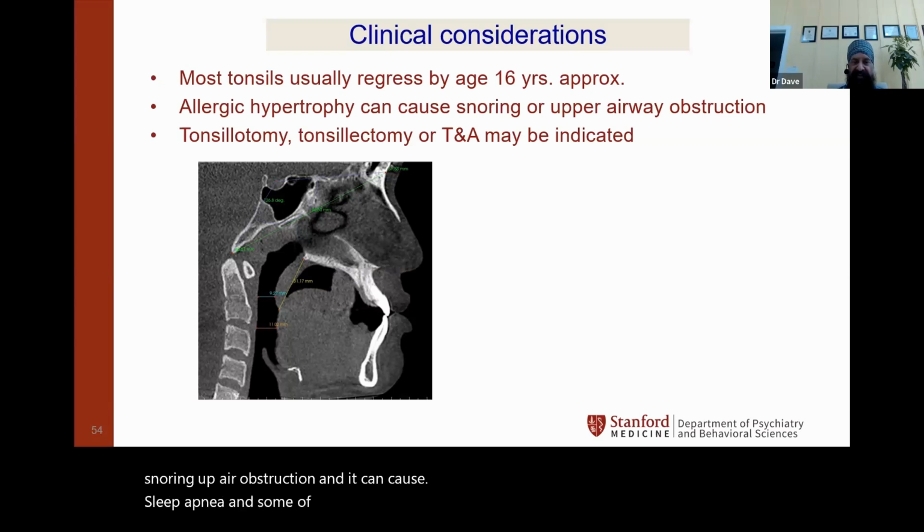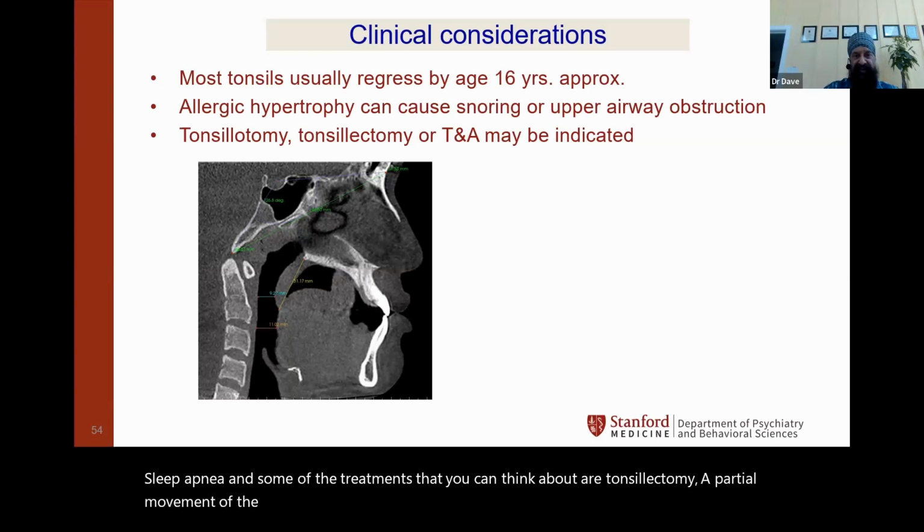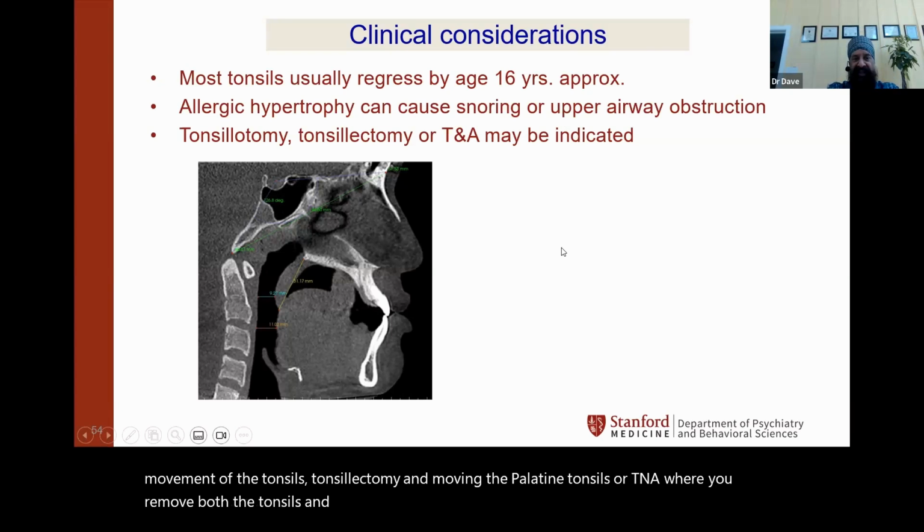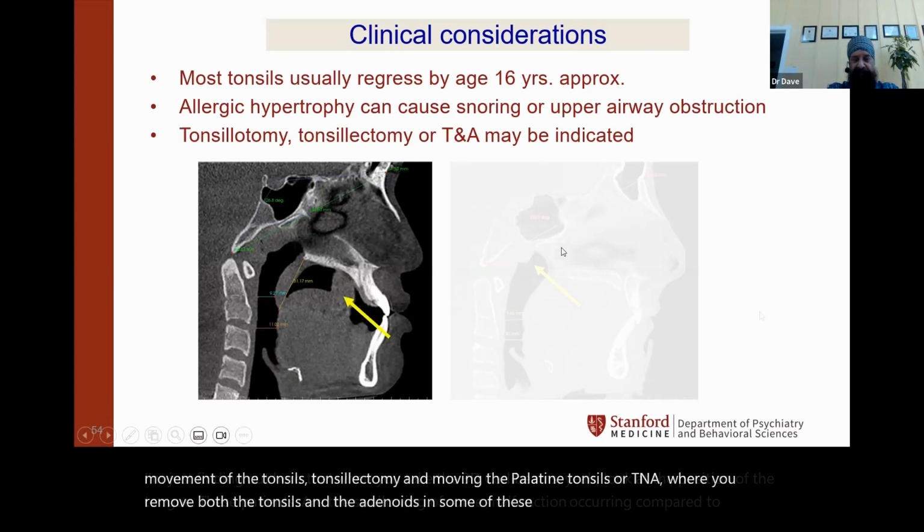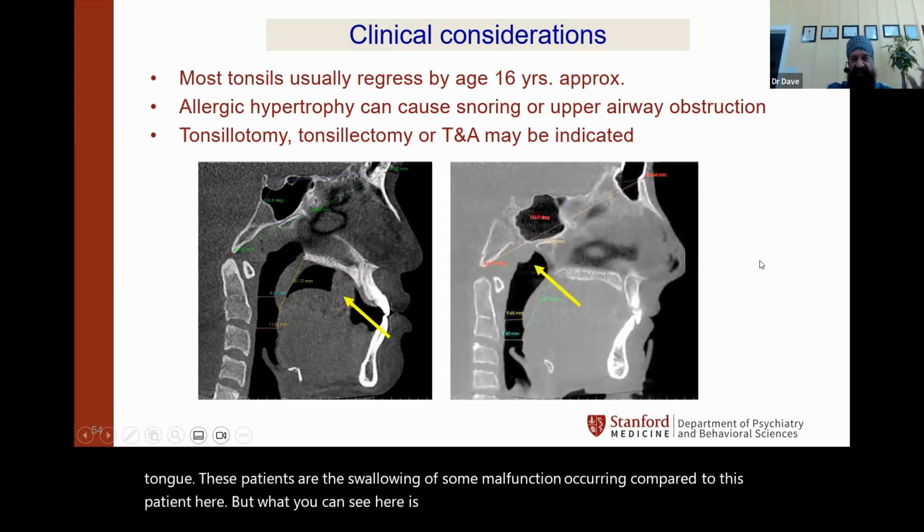And some of the treatments that you can think about are tonsillectomy, a partial removal of the tonsils, tonsillectomy, removing the palatine tonsils, or TNA, where you remove both the tonsils and the adenoids in some of these cases. But what you can see here is that kind of swelling here of the adenoids.